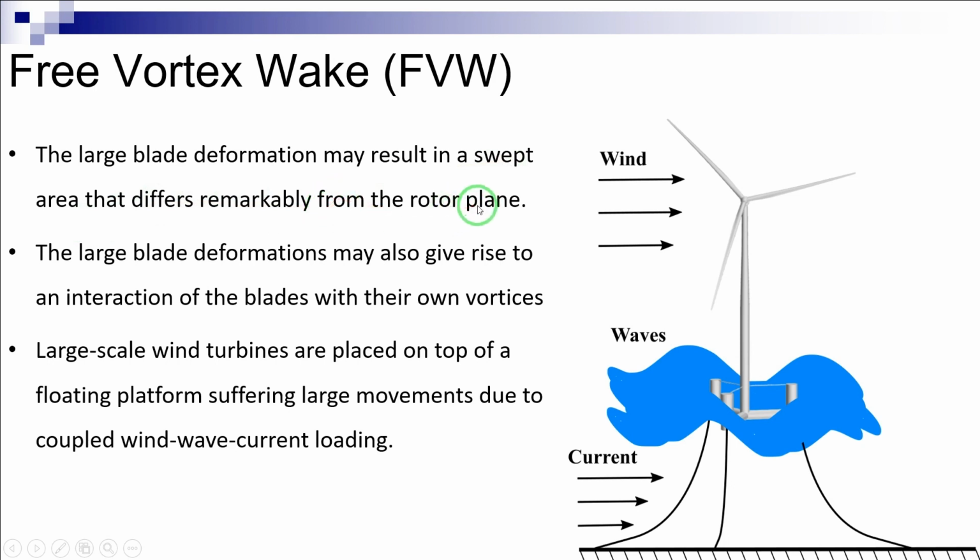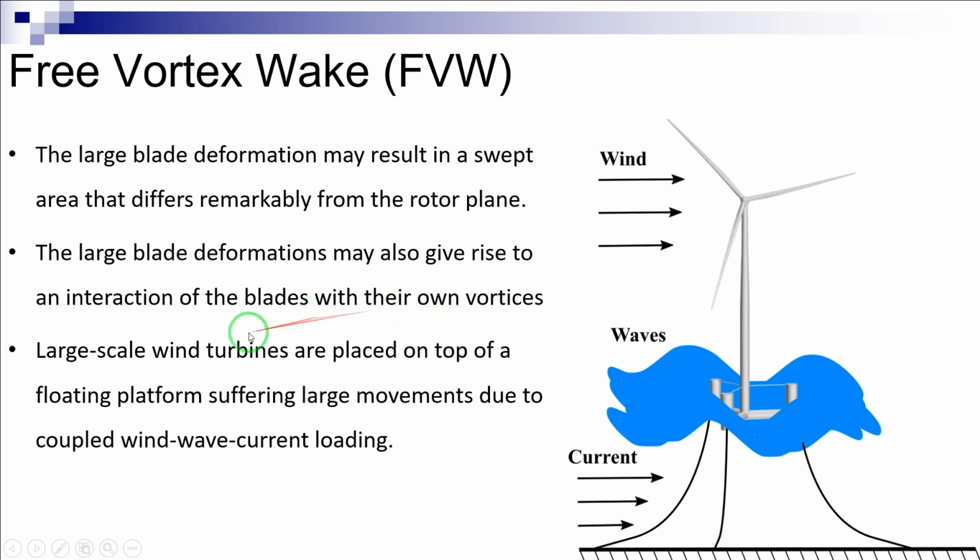The large blade deformation may result in a swept area that differs remarkably from the rotor plane. This difference is a violation of the basic assumptions of the BEM method, which revolves around actuator disk assumptions valid only for axisymmetric load distribution over the rotor plane. Further, the large blade deformations may also give rise to an interaction of the blades with their own shed vortices, which is again a violation of basic assumptions of the BEM method.